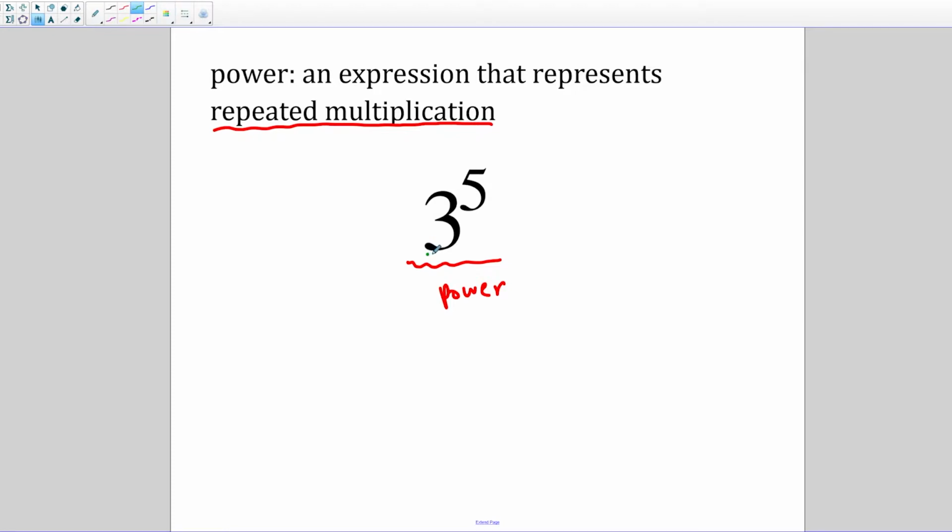The first part will be our base. This is what's going to be multiplied by itself a number of times. In this case, this is going to be a 3. And then there's also what we call the exponent, in this case, a 5, which tells us how many times the 3 is going to be multiplied by itself. So if we were to expand this, we can write 3 times 3 times 3 times 3 times 3. Using powers is really just a quick way for us to express the same thing without writing the same thing over and over again.